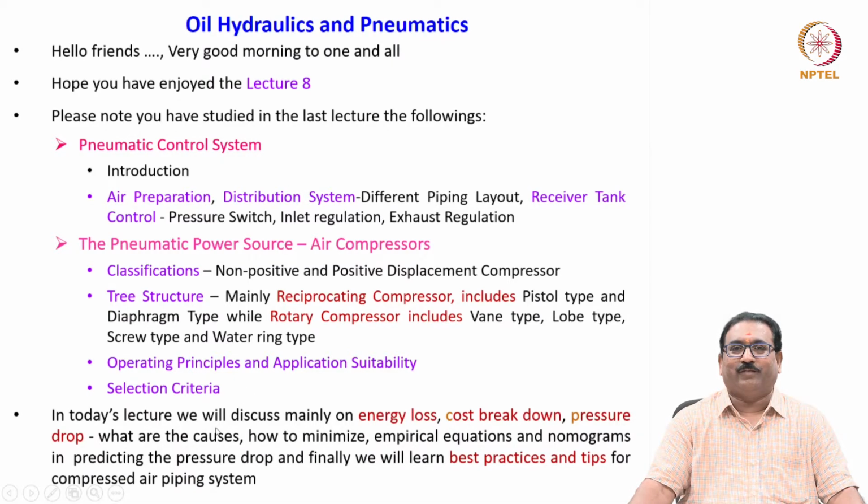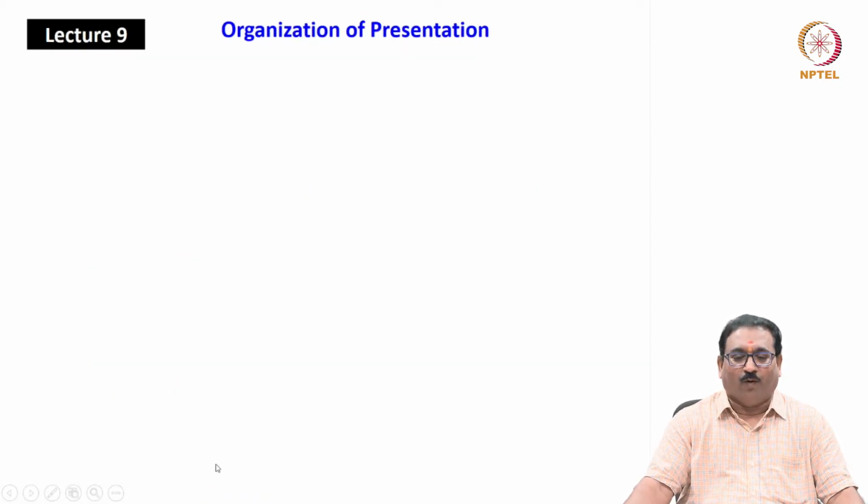In today's lecture, we will discuss mainly energy loss, cost breakdown, pressure drop, what are the causes, how to minimize the pressure drop, empirical equations and nomograms used in predicting the pressure drop, and finally we will learn the best practices and tips for compressed air piping system. We'll move on to the organization of today's presentation.